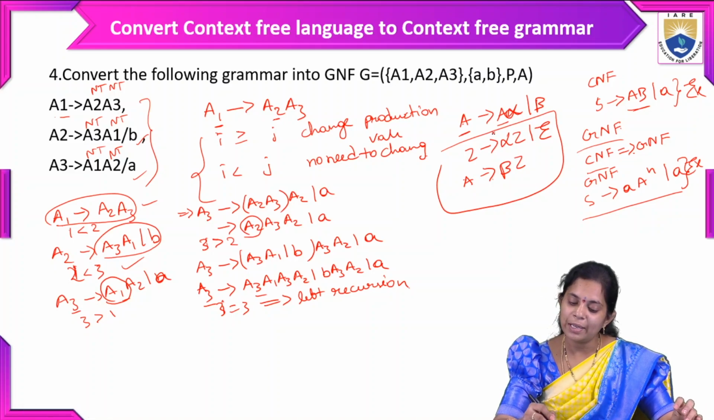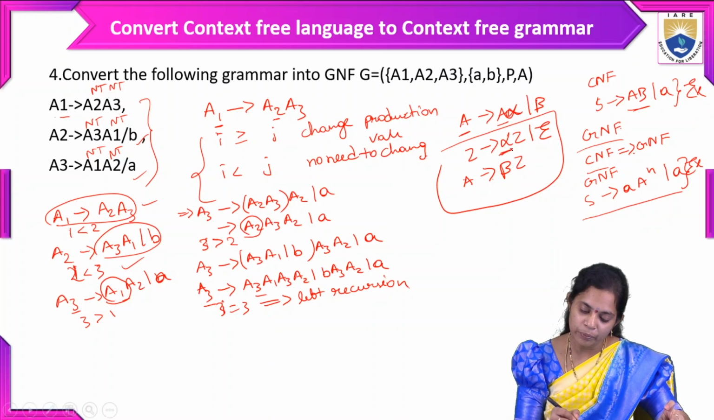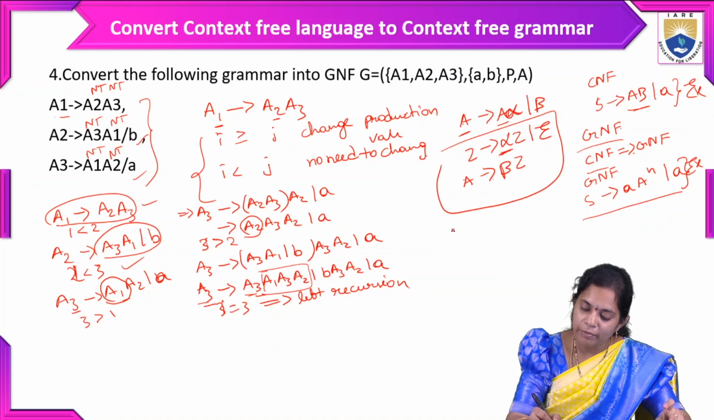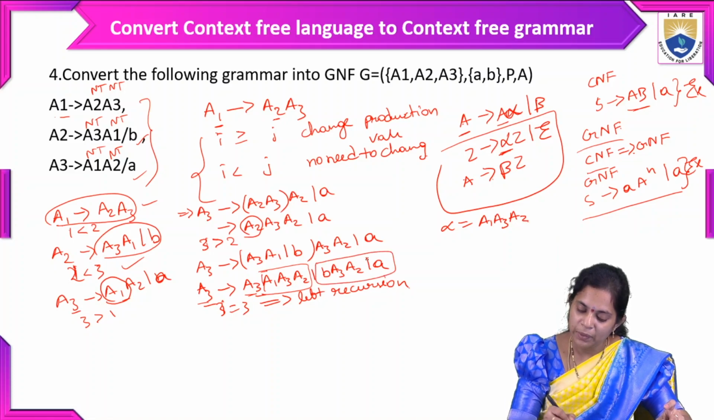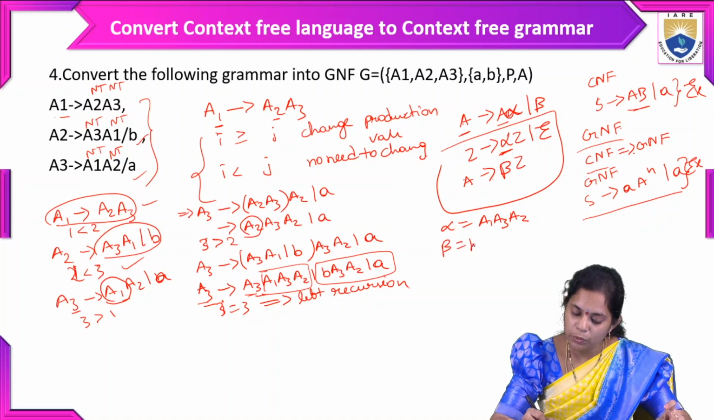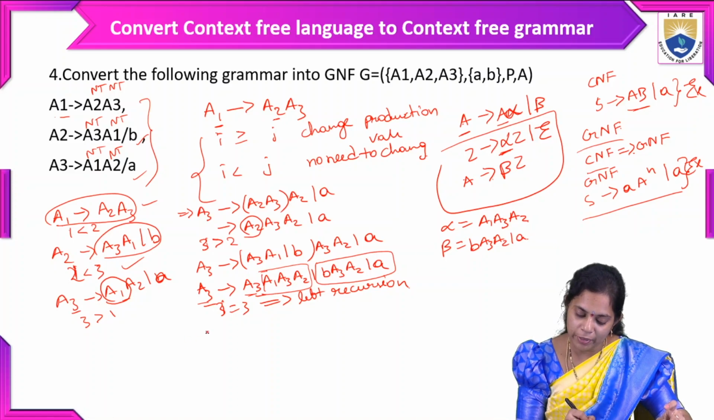So here, what are the values of alpha, beta and Z? Coming to the alpha value, we are only taking A3 as a part, and the remaining all is alpha. So alpha is equal to A1, A3, A2. Like this we need to substitute, and the remaining is beta. So beta is equal to B, A3, A2, A. And Z we need to introduce.